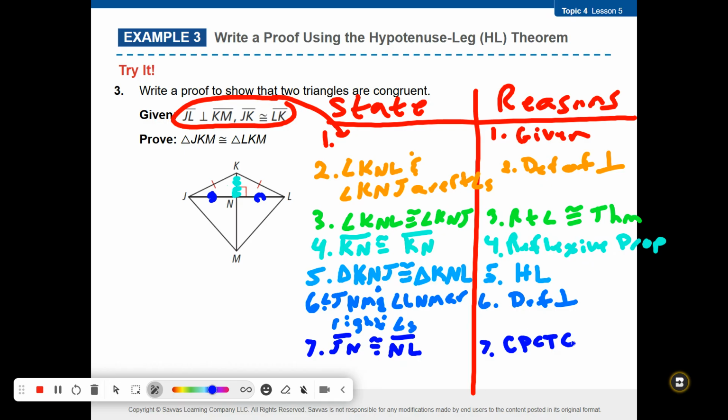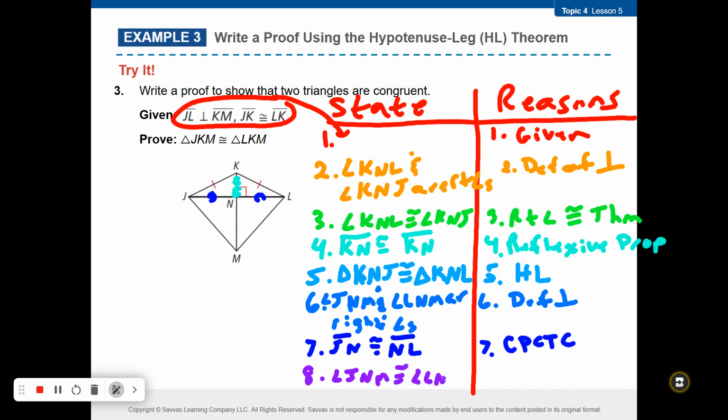Now the next thing is, I'm kind of jumping around here because my fault, I kind of forgot that part. Should have done up here. Now for step 8, I'm going to state that angle JNM is congruent to angle LNM. And that's, again, by the right angle congruence theorem.